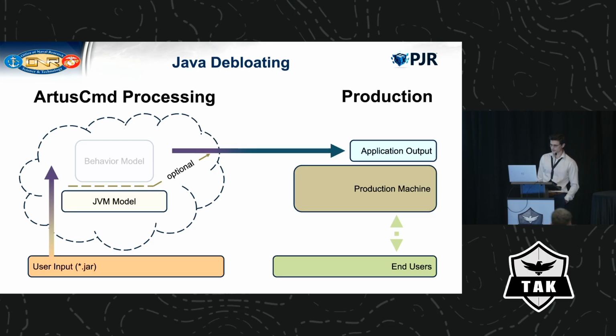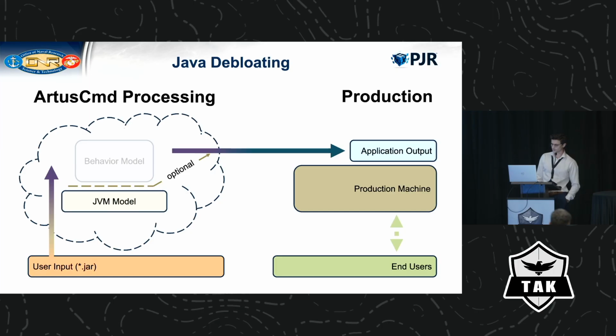What is not highlighted there, it's more grayed out, but it's still important to mention, which is the behavior modeling, which is modeling the execution pathway of the application. The reason why it's grayed out is the main technique that we used to debloat the TAK-Server was the JVM modeling, whereas the behavior modeling is a much higher complexity problem to resolve because of the dynamic nature of Java. We've had success with other applications using the behavior modeling, but that's a different story.